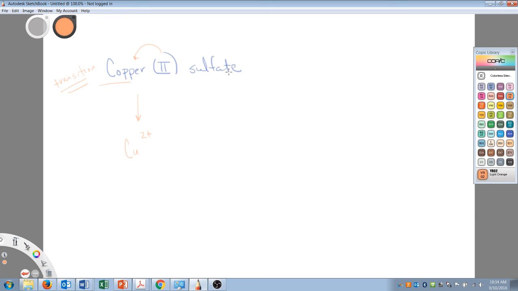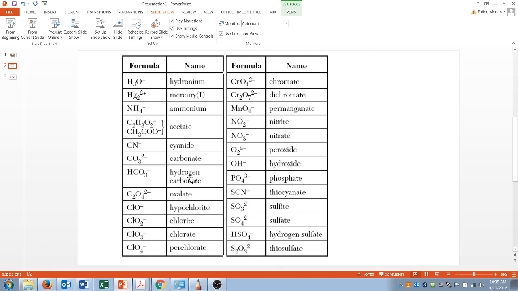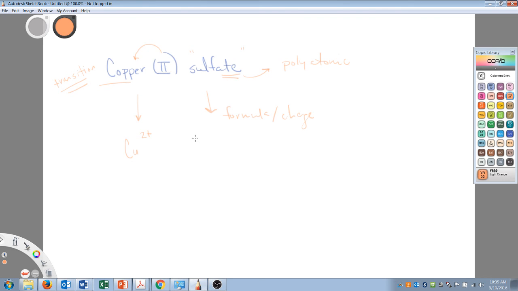Now, I go over here, I read this name, sulfate, that ATE tells me to go to my polyatomic list because it's ending in ATE or ITE. So I'm going to go look for sulfate, the name, and I'm going to come up with the formula and the charge. I need the formula and the charge. So I'm going to go back over to my list. I'm going to keep looking up and down the names till I see sulfate. My formula is SO4. My charge is a -2. SO4, -2. So I write that down.